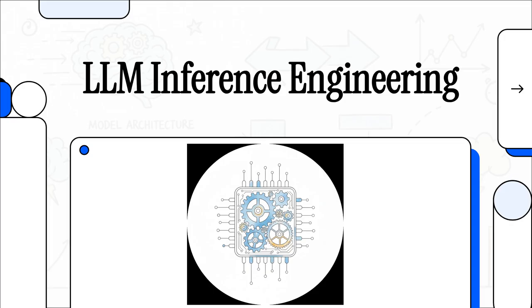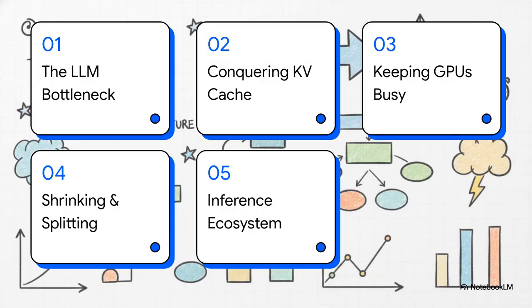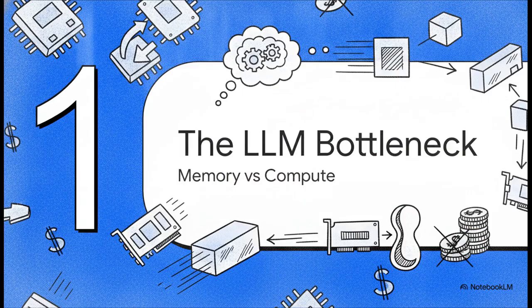It's this fascinating world of squeezing every last drop of performance out of our hardware, and today we're breaking down exactly how it all works. We've got a lot of exciting ground to cover today. We'll look at the LLM inference bottleneck, conquering the KV cache, keeping the GPUs busy, shrinking and splitting models, and finally, the inference engine ecosystem. Let's dive in. All right, part one, the LLM inference bottleneck.